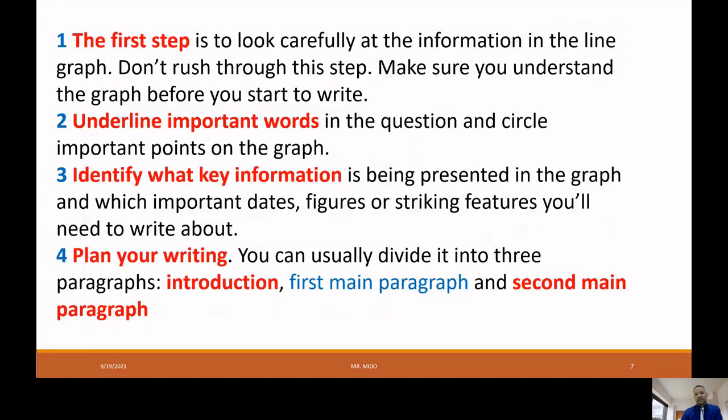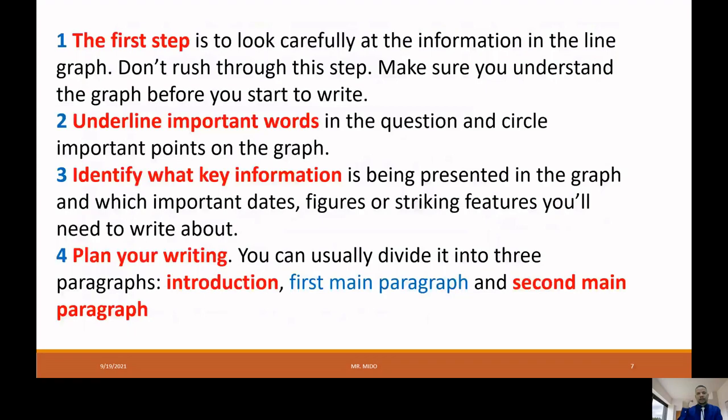Also, identify what key information is inside, from 0 to 2000 in the question. Also about month, time, January or February, and so on. Number 4, plan your writing. Divide your answers into 3 paragraphs: introduction, first main paragraph, second main paragraph. So introduction and no conclusion.